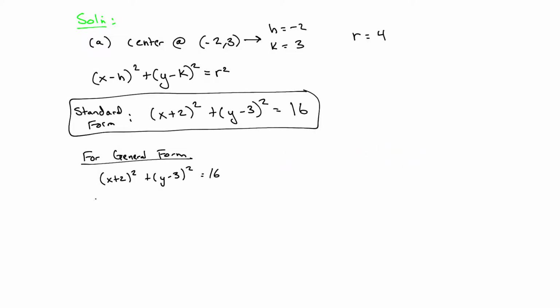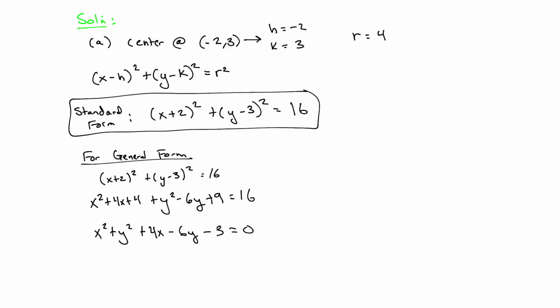So this becomes x squared plus 4x plus 4 plus y squared minus 6y plus 9 equals 16. We'll bring the 16 over and combine like terms and simplify to get x squared plus y squared plus 4x minus 6y. 9 plus 4 is 13, subtract 16 is minus 3 equals 0, and that's my general form. I'm going to write general form, gen form.